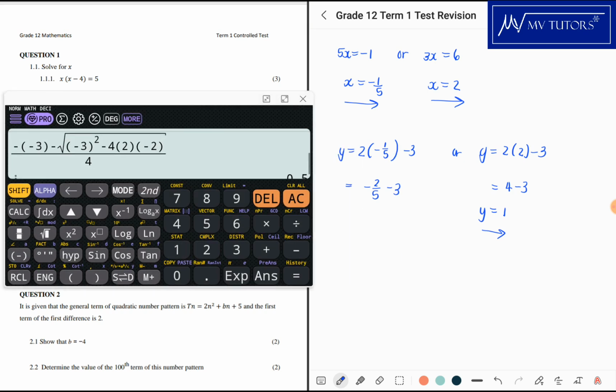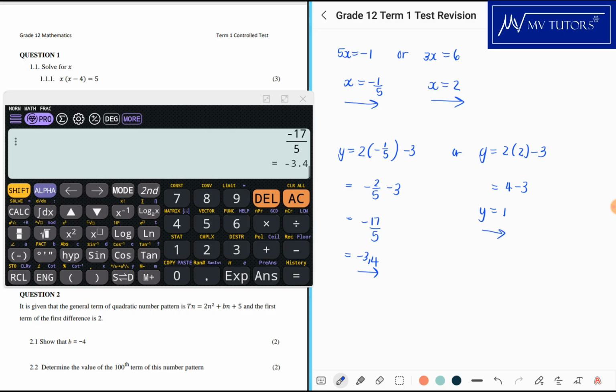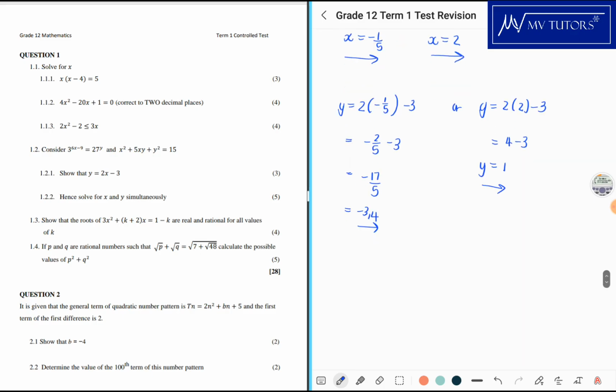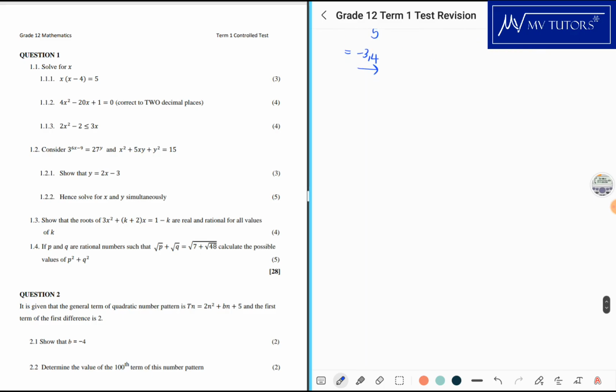And then what about this one? So I have negative 2 over 5 minus 3. So that's just negative 3.4, or we could say negative 17 over 5. Sometimes fractions are preferred to decimals. And then, yeah, we're done with 1.2. Now let's go to 1.3.